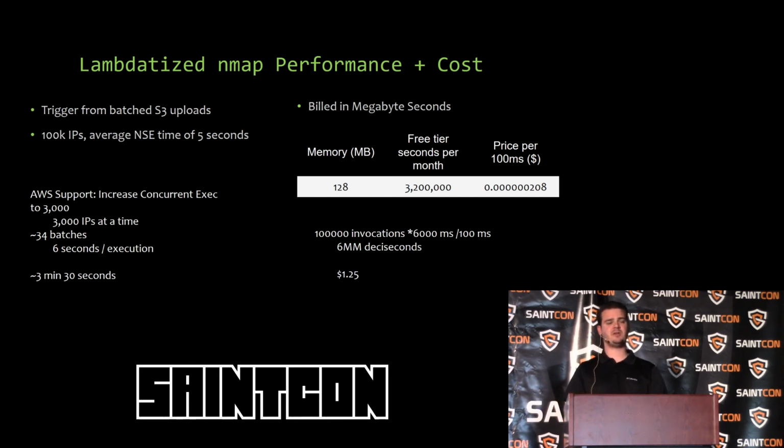So depending on how much memory you assign to these functions, and depending on how long they run, that will go up or down. For most nmap stuff, I can't think of a reason why an NSE would need more than 128 megs of RAM. Maybe there is, but I can't think of one. So I assign 128 megs to the function, and you're billed at 0.000000208 cents per 100 milliseconds that the functions run. So 6 million deciseconds bills to about $1.25.